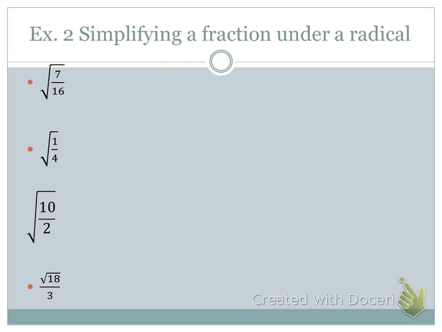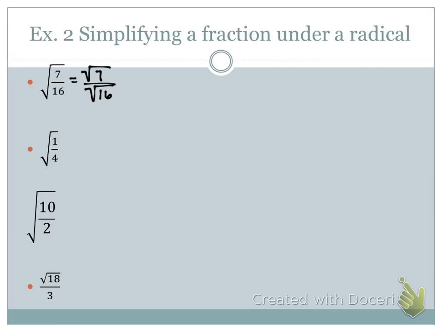All right, so let's move on to some fractions. Simplifying a fraction underneath a radical. I've got the square root of 7 over 16, okay? And the easiest way for me to tell you to look at this is to see if you can simplify what's underneath the radical. Can I simplify 7 over 16? No. So then I'm going to say, okay, since that square root sign is over both numbers, it technically means the square root of 7 over the square root of 16. Okay, that makes it a little easier to look at.